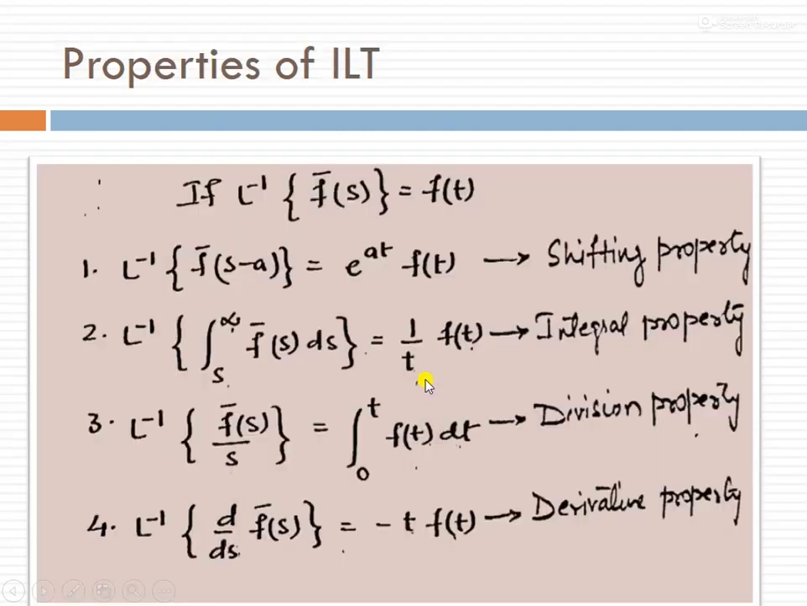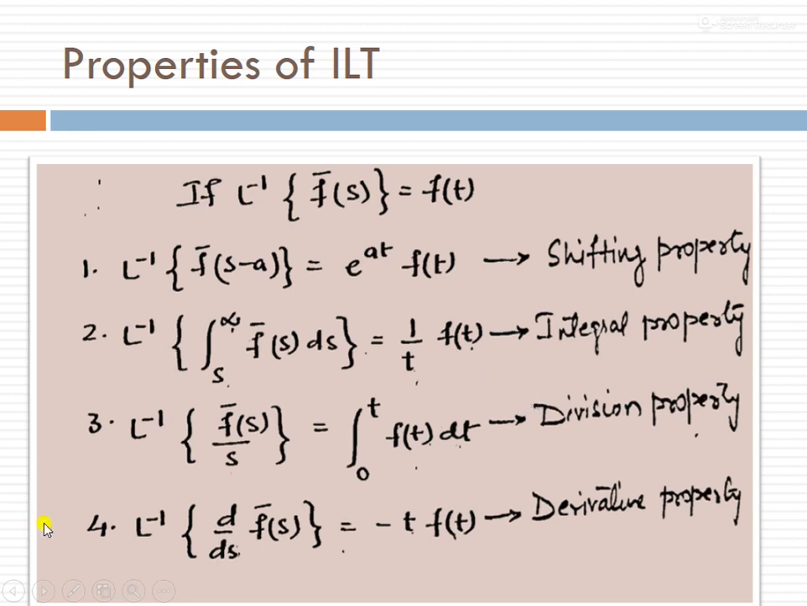Now the properties of inverse Laplace transform. We have already studied the properties of the Laplace transform, and here are the same properties for inverse Laplace transform. If inverse Laplace transform of F of s is f of t, then in the case of the shifting property, the inverse Laplace transform of F of s minus a equals e raised to at f of t. The integral property can be written as inverse Laplace transform of integral from s to infinity of F of s ds equals 1 by t f of t.